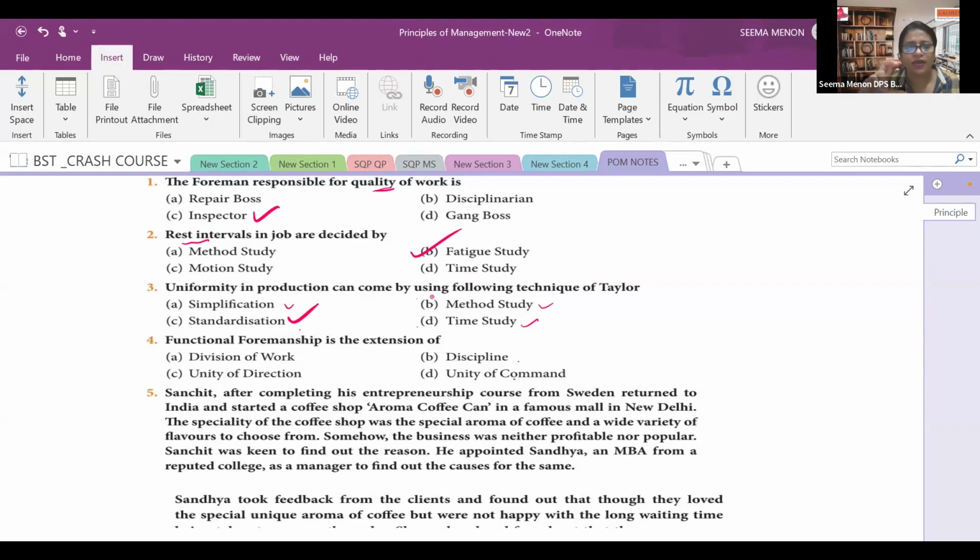This technique of scientific management is the extension of division of work, where we are dividing the work into various production departments. Everybody, gang boss, instruction card clerk, route clerk, disciplinary, all are doing their different jobs. From the name only you can understand that it is division of work. Functional foremanship is the extension of division of work only, because in division of work also we divide the work. Here also we are dividing the work only.